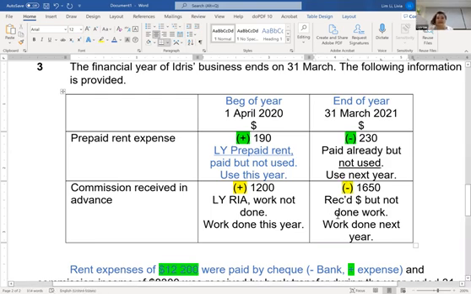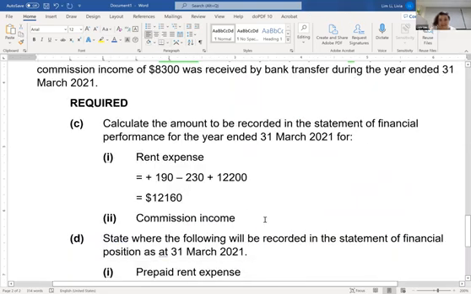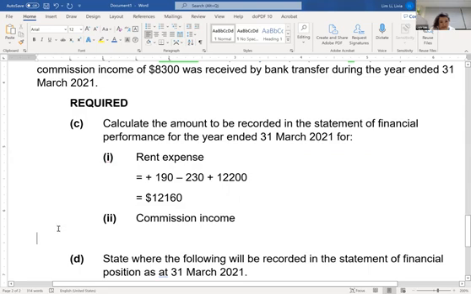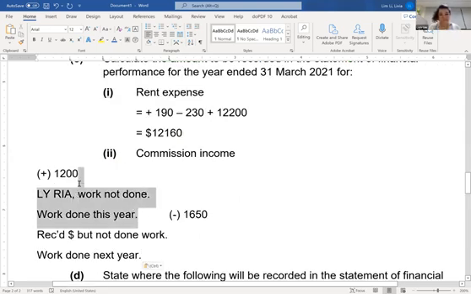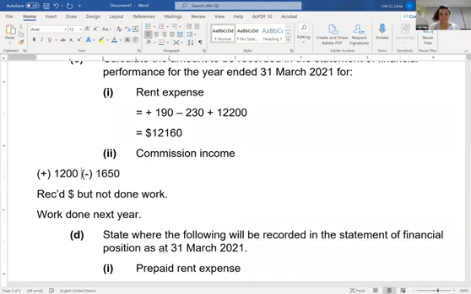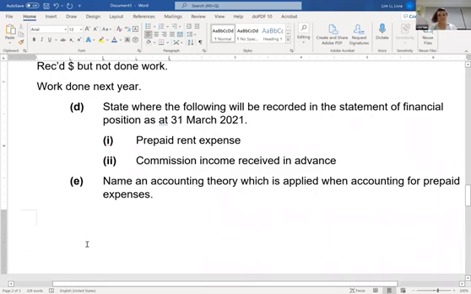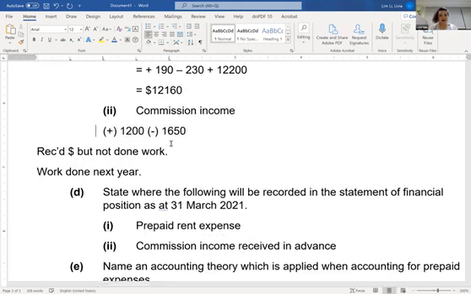So I'm going to use these two numbers in my calculation for commission income. Commission income, here we are. And what am I doing now? I am going to calculate my commission income. And here is my commission income.